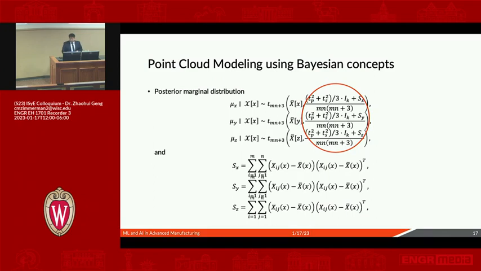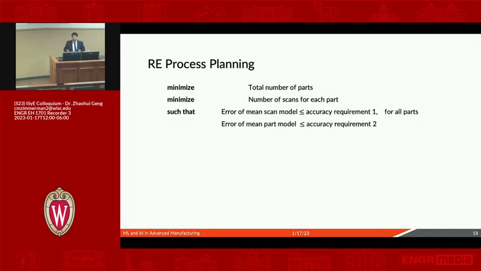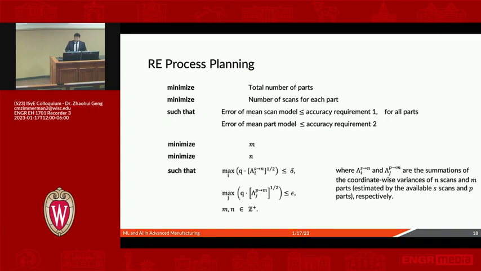With this setup, now we can talk about the process planning. So we have a bi-objective optimization model. We want to minimize the total number of parts and minimize the total number of scans to save some resources. Constraints-wise, we want the part model and scan model to be within the accuracy requirements. So we can write it mathematically like this.